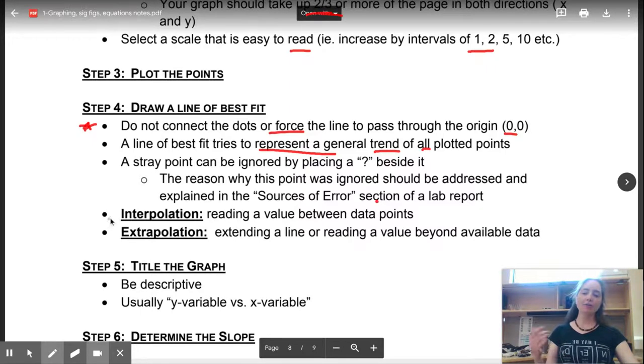Interpolation, reading a value in between data points. Extrapolation, extending the line and reading beyond available data. And that's something we're going to do next year in Physics 30. So we're not really going to do that so much in Physics 20.